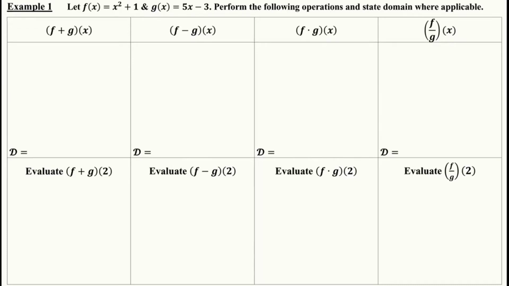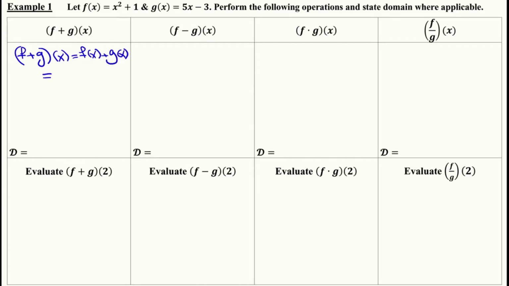So here we have a couple of functions defined for us. f of x equals x squared plus 1 and g of x equals 5x minus 3. We have a quadratic function here and a linear function here. We want to perform these basic operations on those two functions. So basically we know from the definition that f plus g of x is just going to be f of x plus g of x.